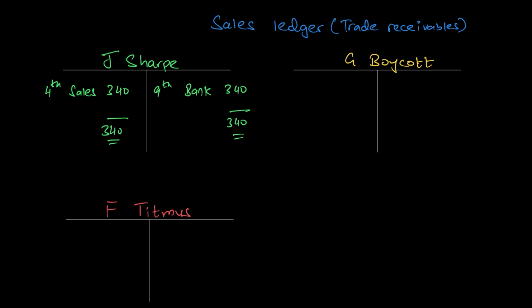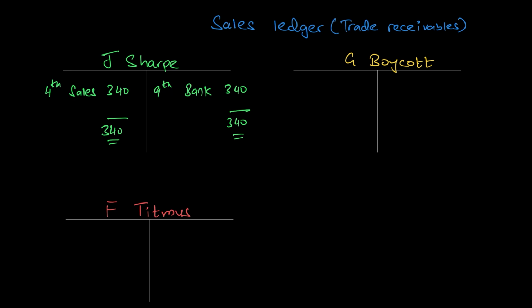I saw one debit entry that was sales, so I debited J Sharp's account by 340. We saw that from the register, and on the 9th we saw a bank transaction, which means that we sold goods to J Sharp on the 4th. The amount was 340, reference sales, and on the 9th he paid us this amount, 340, over here. So what I can say is there is no outstanding balance on J Sharp's account. His account has been cleared.